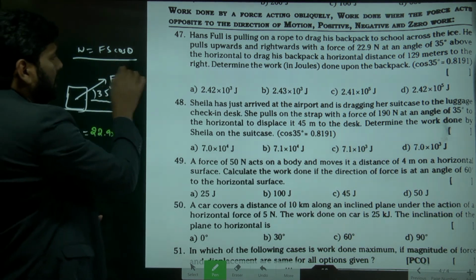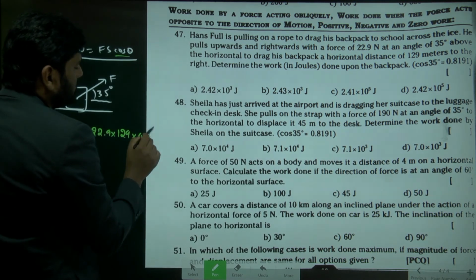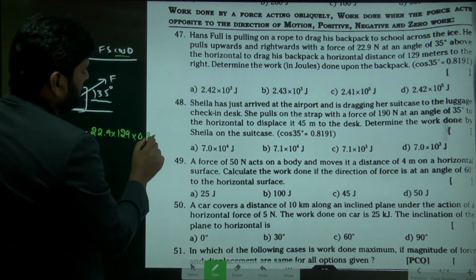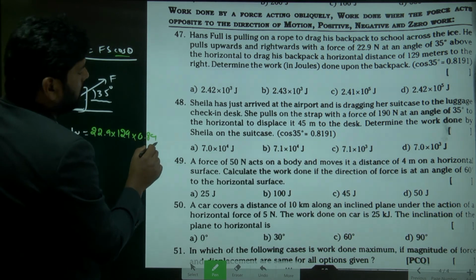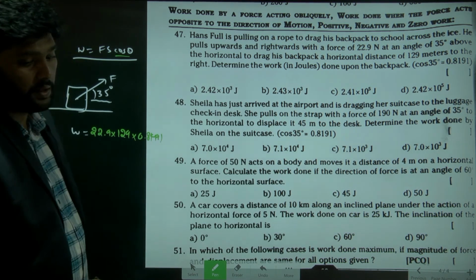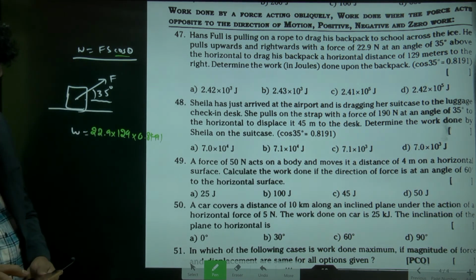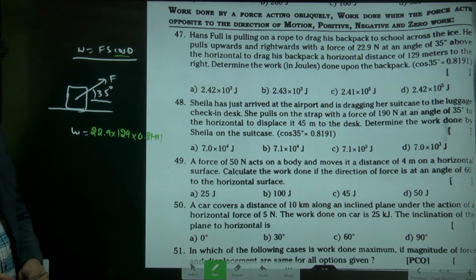Cos 35 value is 0.8191. So calculate totally and tell me the answer. What is the total answer?